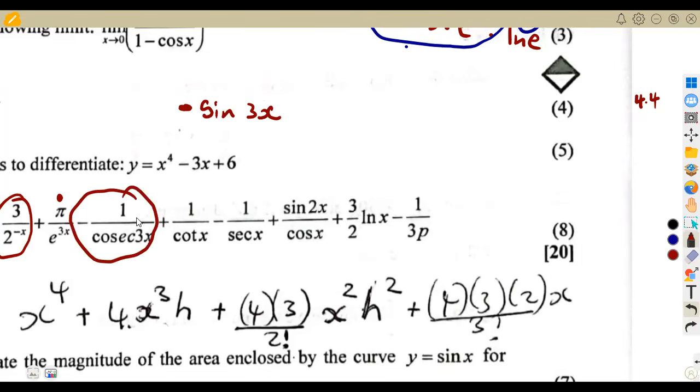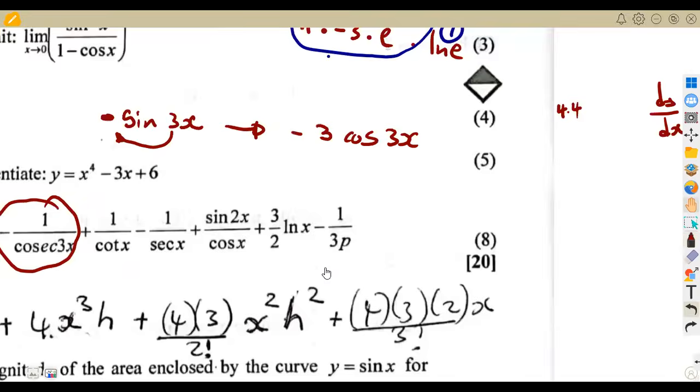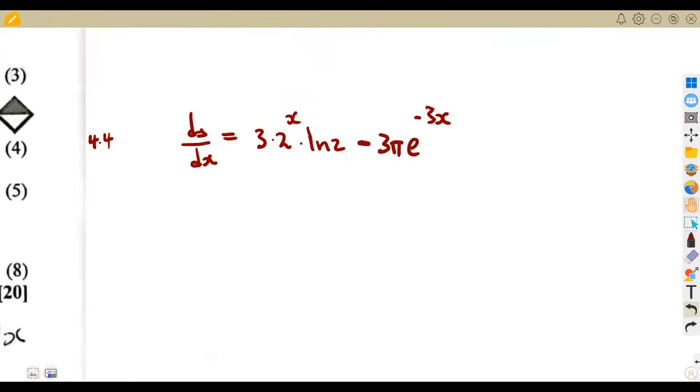Then we are supposed to find the derivative now. What is the derivative of sine 3x? This 3 is going to multiply here, so it's going to be 3 cos 3x, all right? We know that sine changes to cos, but there's already a negative there. So that's why it's negative 3 cos 3x. So this was going to give us negative 3 cos 3x.